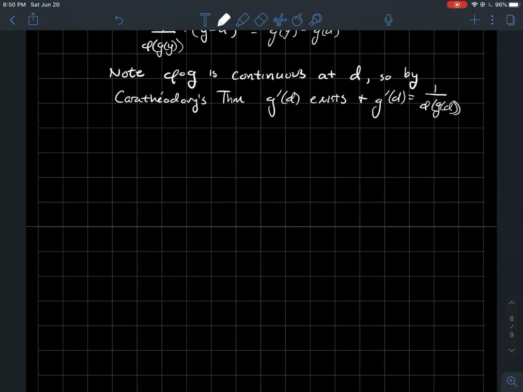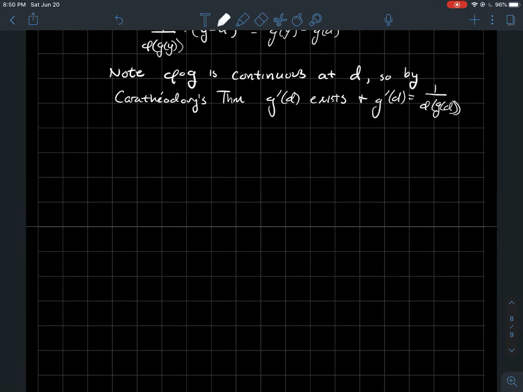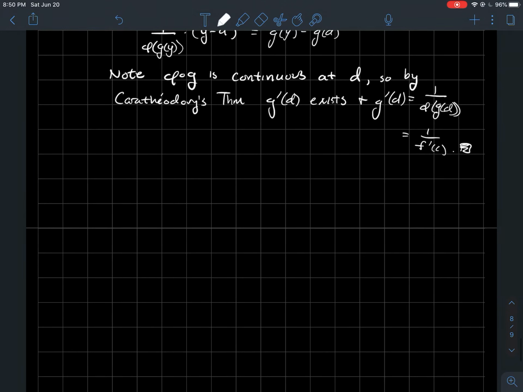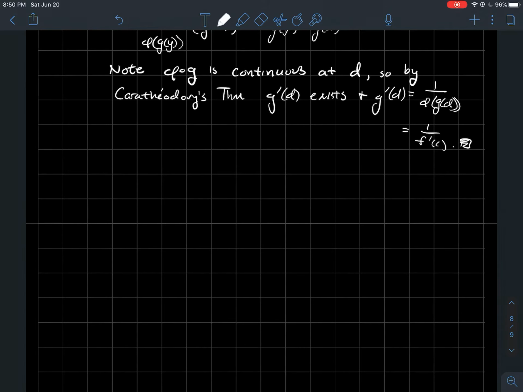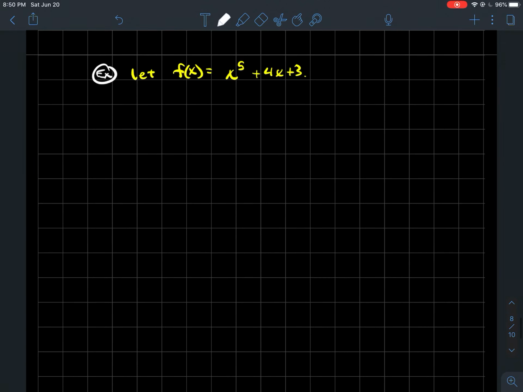And the formula for g prime of d should be the same thing as that formula that I had up here. It should just be this special function from Caratheodory's theorem. In my case, it should be 1 over phi of g, so 1 over phi of g of d, which is just 1 over f prime of c. So it's a long proof, but it emphasizes the importance of Caratheodory's theorem, gives us a nice way to think about the derivative and maybe a useful way to prove some other powerful results.